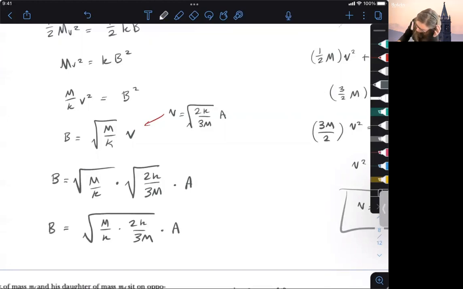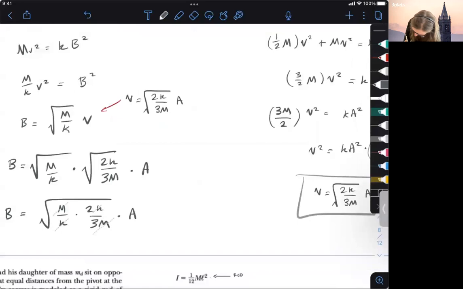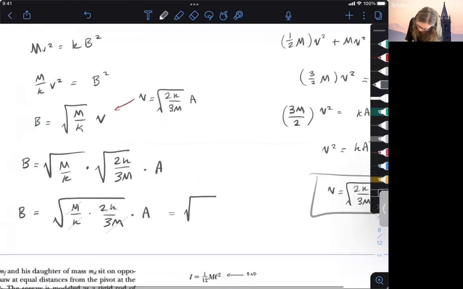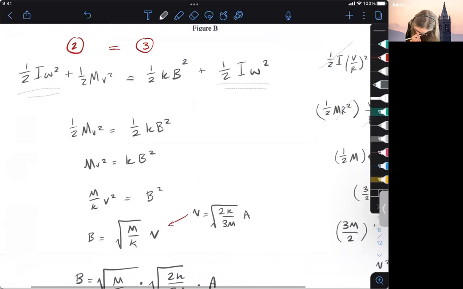Okay, and then we can cancel this k, we can cancel this m, by pulling it in. So we're going to end up with square root of 6/3. What happened here? What did I drop? So I have square root of 2/3 a, and I should have 6/3, square root of 2/3 a, and it should be equal to square root of 6/3. Let's see what happened here. Did I forget something? 1/2 kb, mv over k.